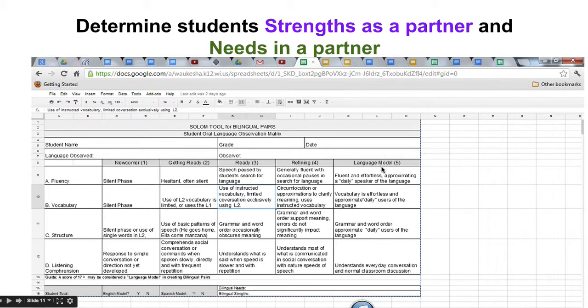What you'll do is sum the scores for each area. Students that are scoring 17 and above may be considered a language model when you're creating bilingual pairs. However, we'll also be looking at students' needs. What do they need in their bilingual pair, either in Spanish or in English? And what are their bilingual strengths in English and in Spanish? All of this information can help support you to create bilingual pairs that meet the needs of the project you're working on.